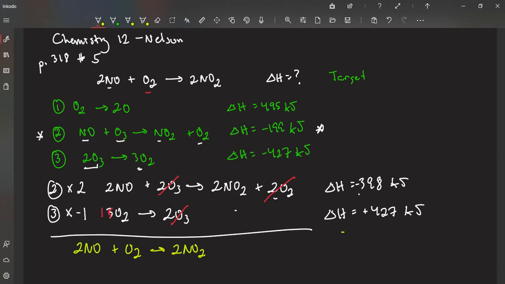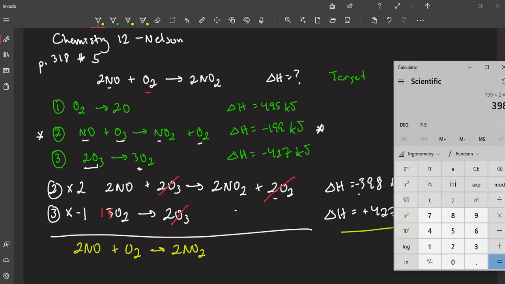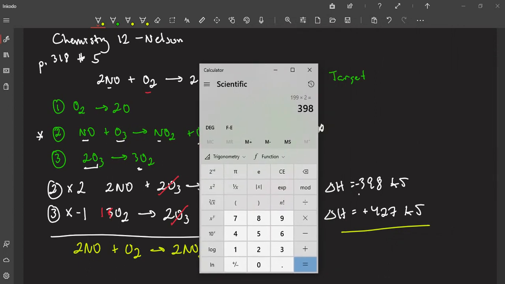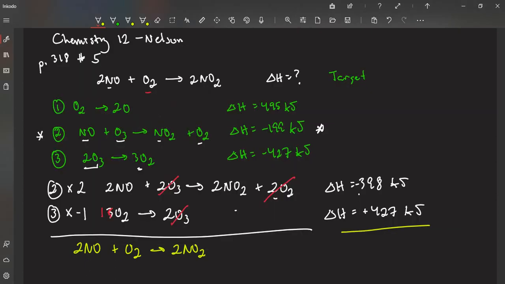Good, so I can go ahead and now add these enthalpies. I'll take out my calculator. Okay, all set. And that is how you solve question number 5.